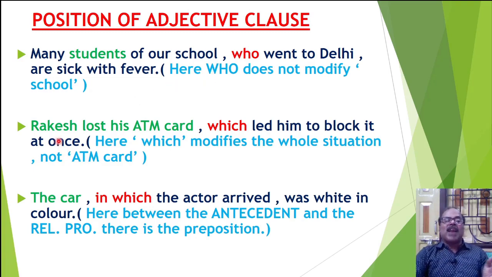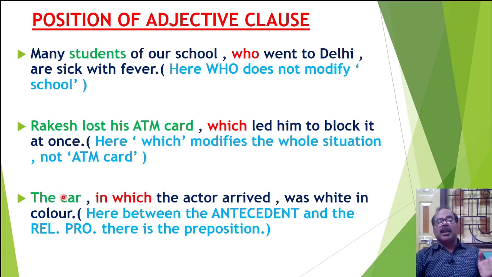Next sentence, Rakesh lost his ATM card which led him to block it at once. Which led him, which is the relative pronoun. It does not modify ATM card. ATM কার্ডটা তাকে বাধ্য করেনি ব্লক করতে, কিটা বাধ্য করেছিল? The entire situation. What is the situation? Rakesh lost his ATM card. The entire situation, this case, Rakesh lost his ATM card. রাকেশের ATM কার্ডটা হারানোটা, এই ঘটনাটা, which it led him to block it at once.